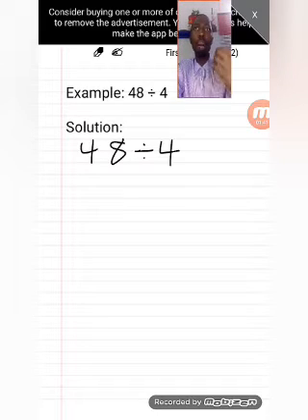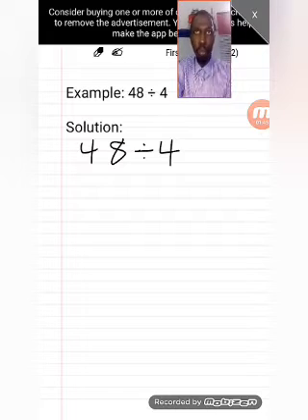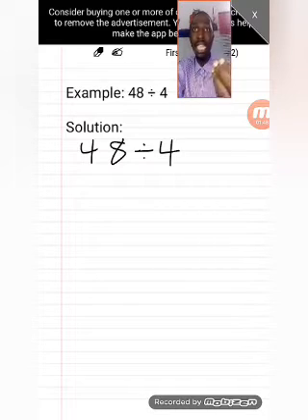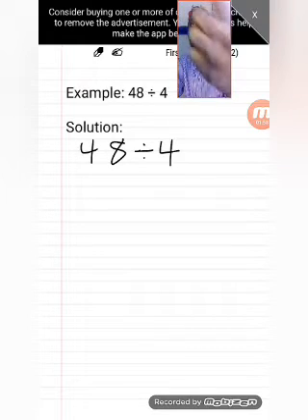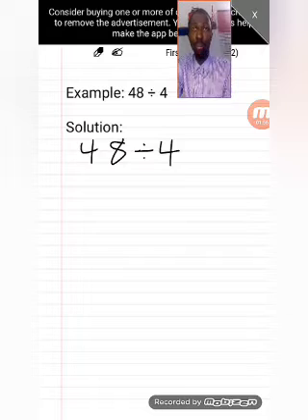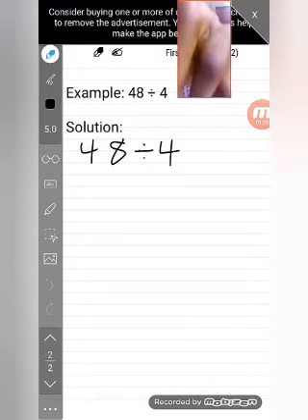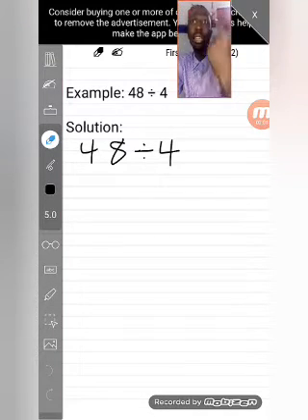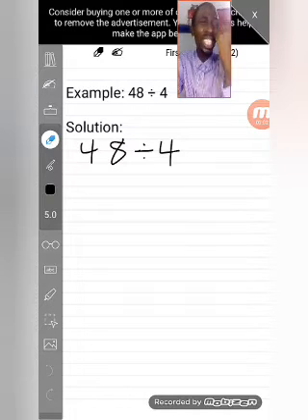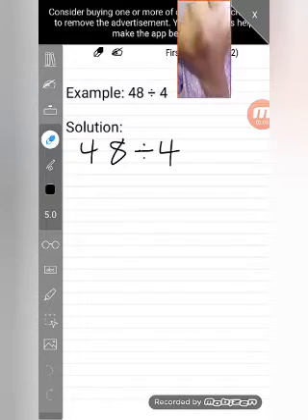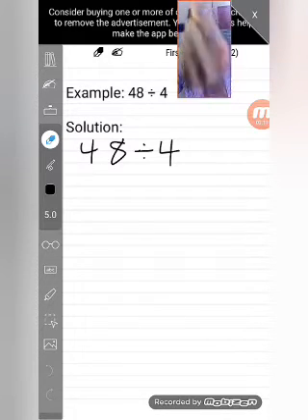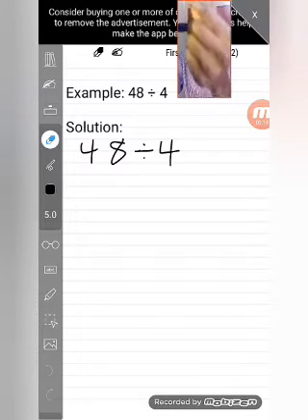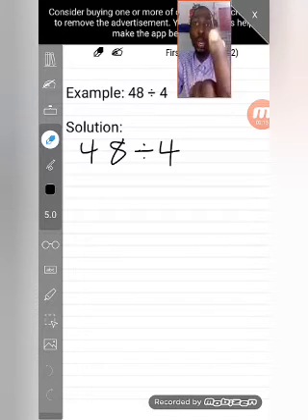Now the example says 48 divided by 4. The first thing you do, like we have done here, is to write it out. Then the next thing is to divide the digit at the tens position of this figure first. In 48, the digit at the tens position is the 4.